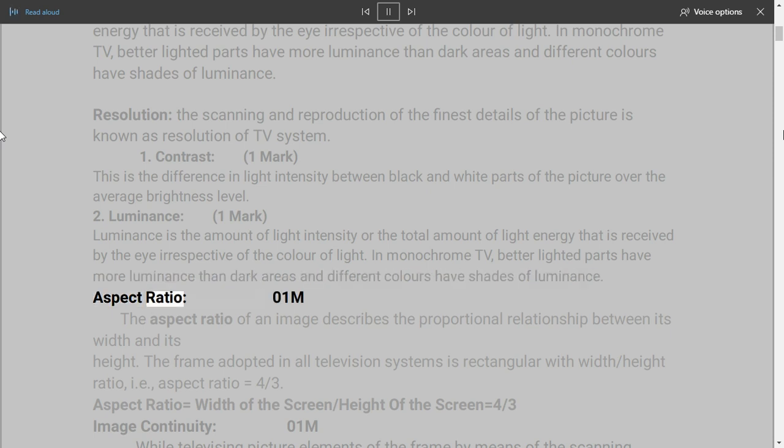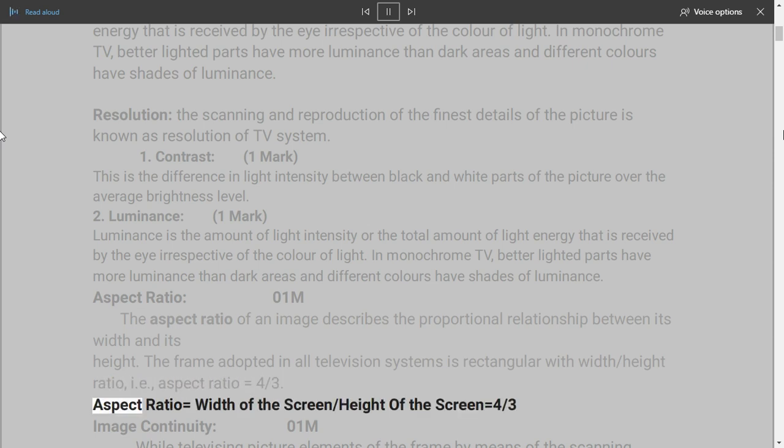Aspect ratio, 1 mark. The aspect ratio of an image describes the proportional relationship between its width and its height. The frame adopted in all television systems is rectangular with width/height ratio, i.e., aspect ratio equals 4/3.